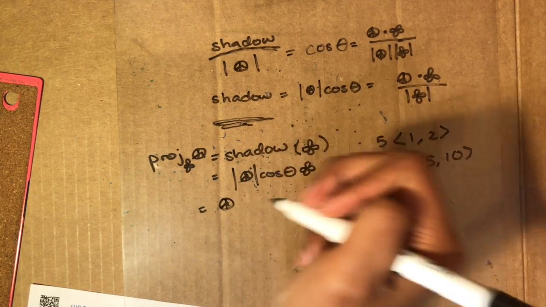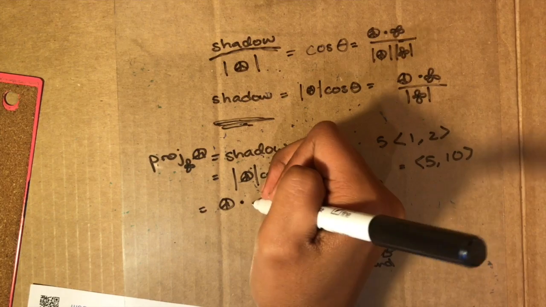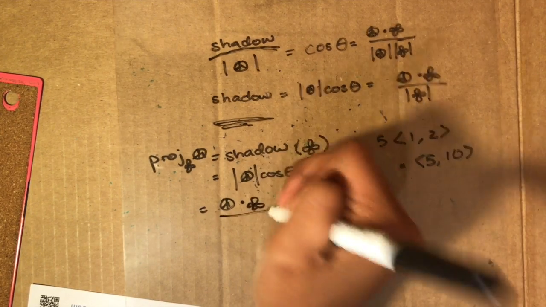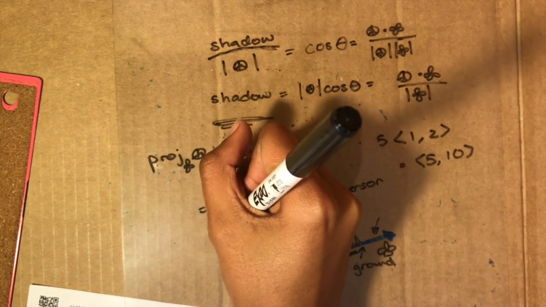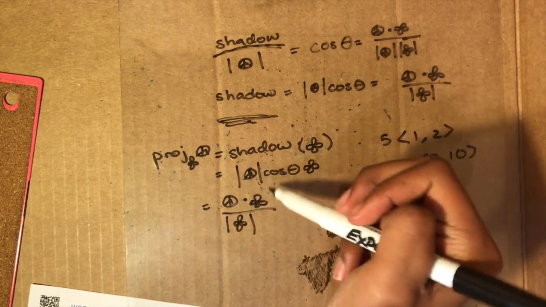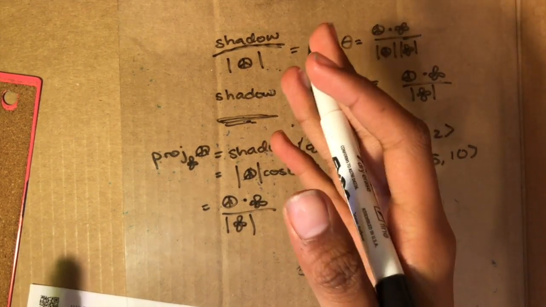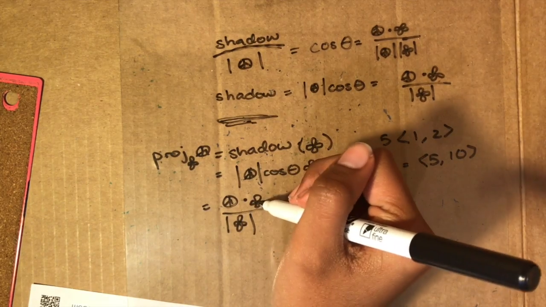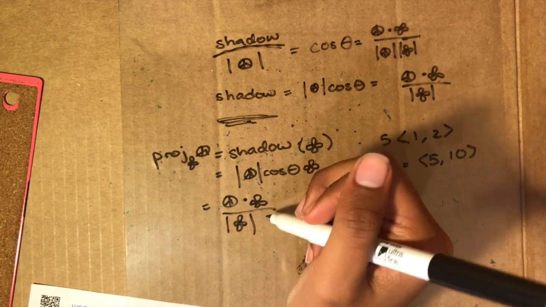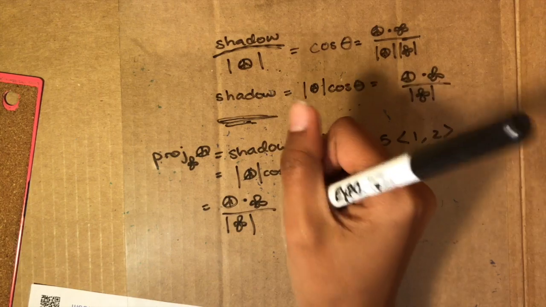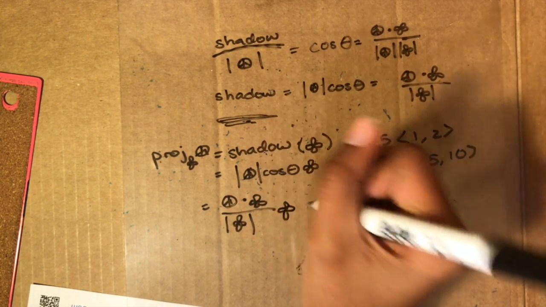as the dot product of the peace sign and the flour divided by the length of the flour. And remember, this whole thing is just a number or a length. This is not going to be a vector at all, because once you take the dot product of these two, that becomes a length, and this is the length of the vector, so that's also going to be a length. And then you just multiply that length by the flour.